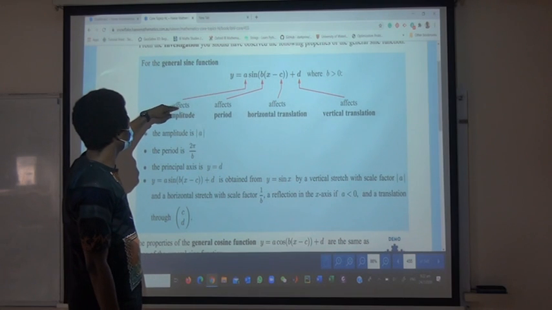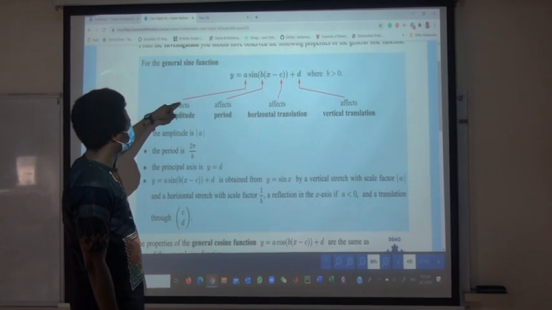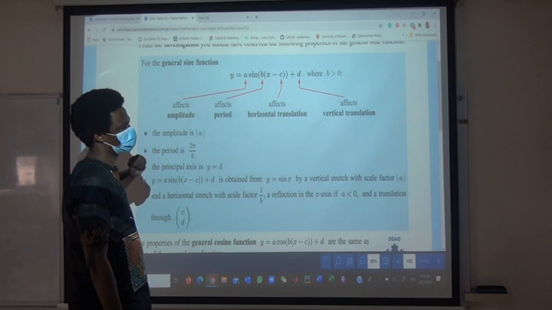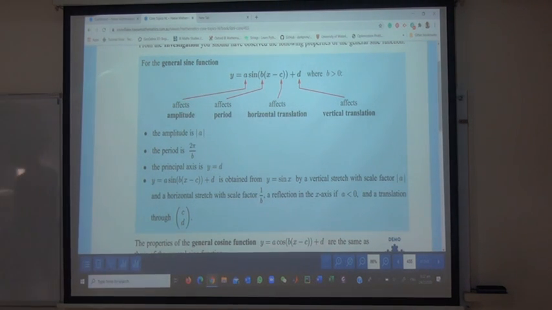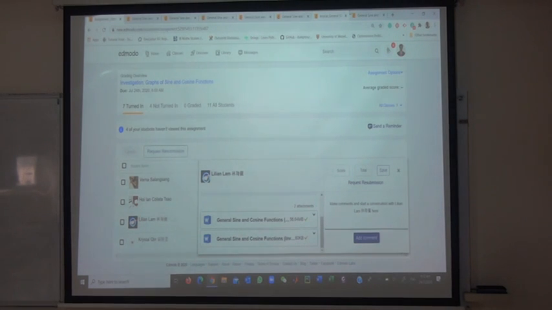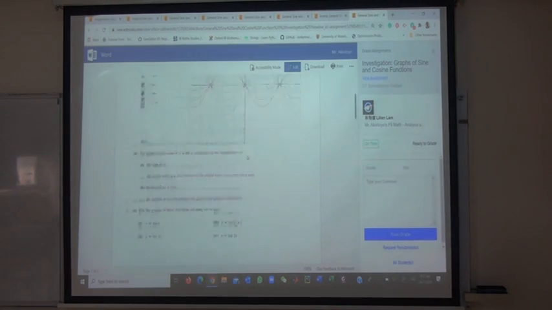Again, this A affects the amplitude. Okay? So I ask you in one of the questions, how does A affect? So I'll take one of the. So this is how A affects.